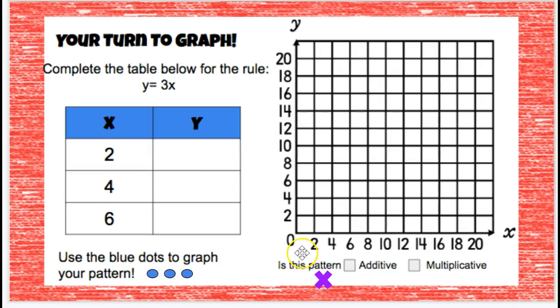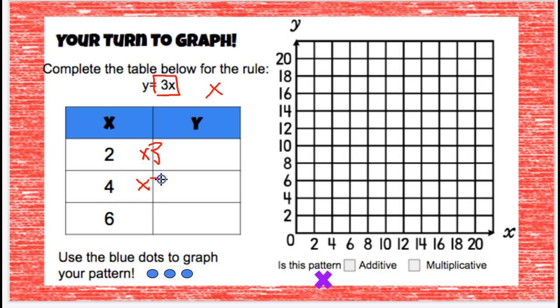So here's another one. Again, there's your rule. So anytime I have a number next to the letter, that means I'm going to multiply. So 3 times the x. So here's my x's, and my rule is actually going to be times 3. So my rule that goes right here is times 3.